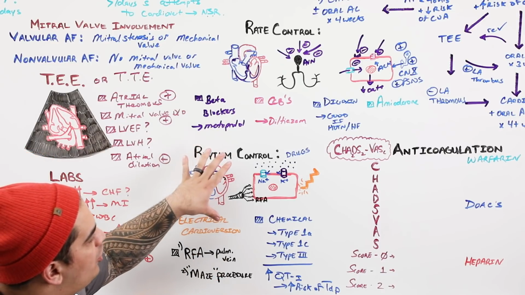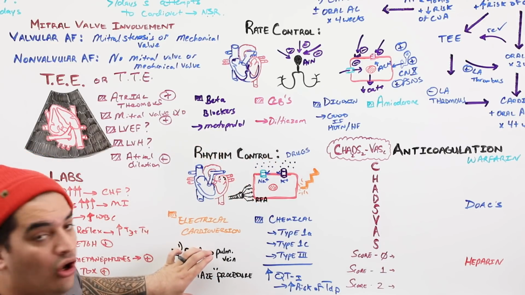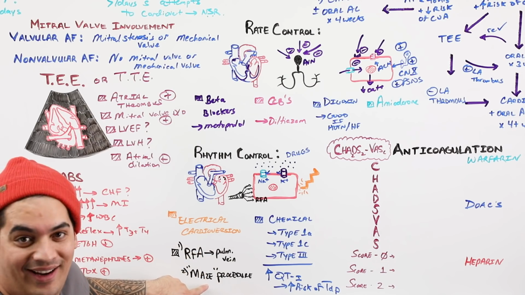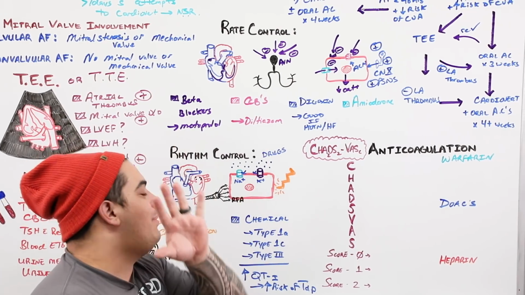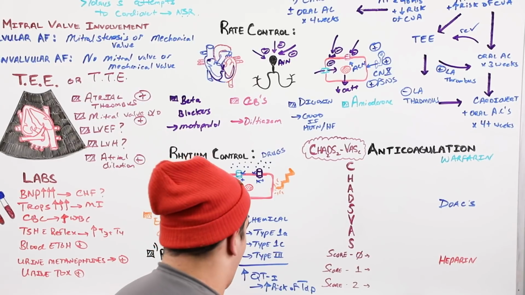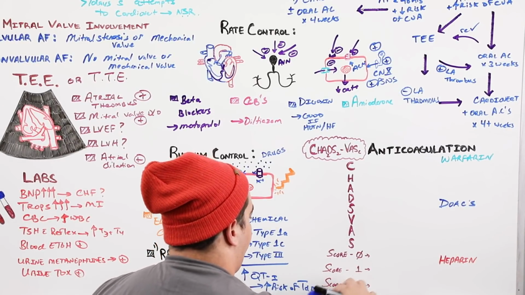Okay, so rhythm control, we can do it with drugs, we can do it with electricity, or we can actually burn it, or we can cut it, okay? The last but not least thing to talk about is anticoagulation.